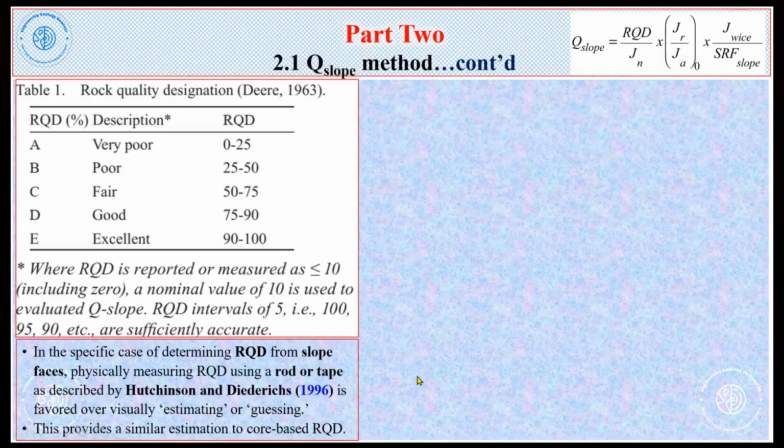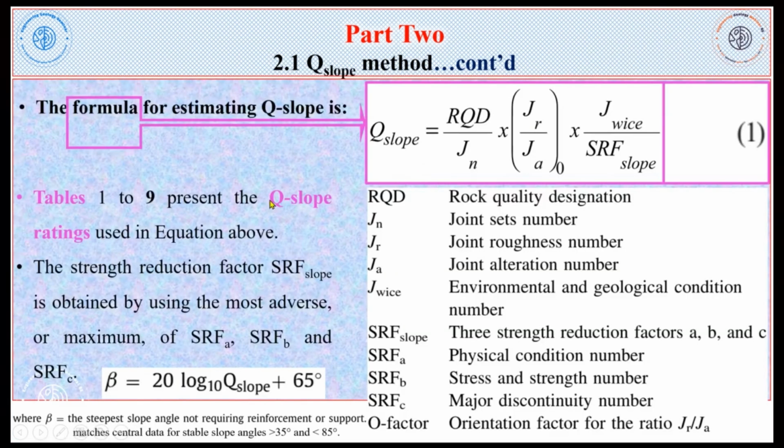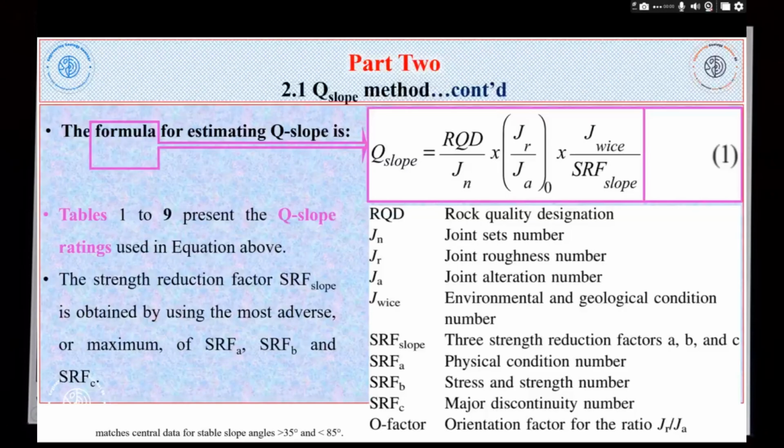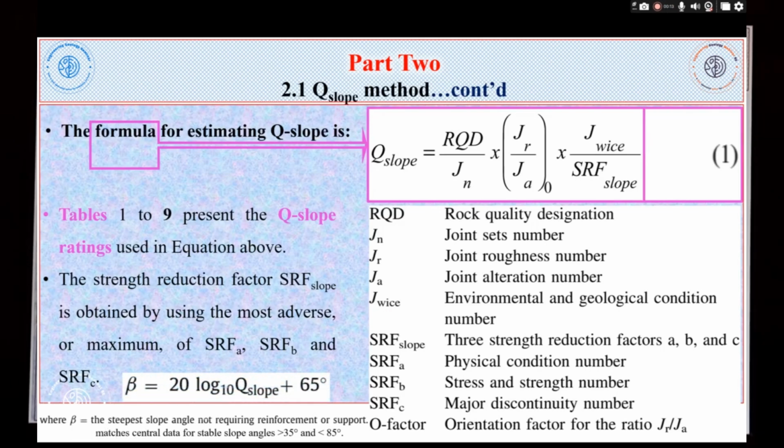Now we will discuss the 9 parameters, or the tables 1 to 9, one by one. This is a formula used to calculate Q slope, and now I'm going to show you how to determine each of these components of the formula during excavation on site. Let us start from the first parameter in the Q slope, that is RQD.